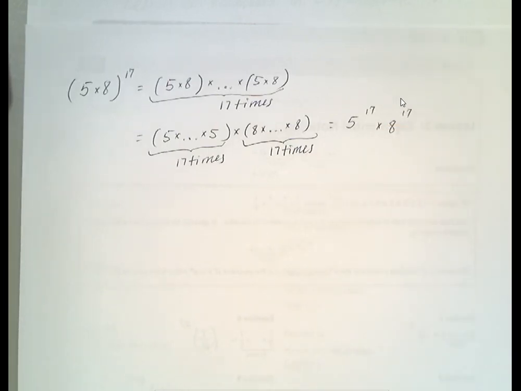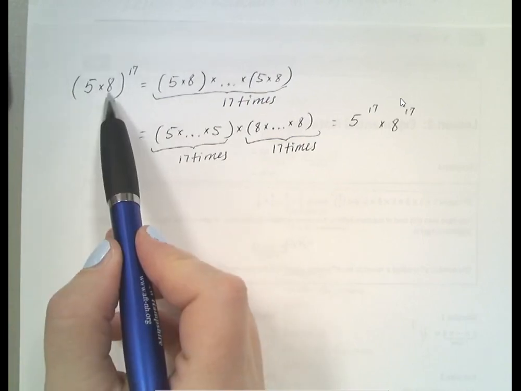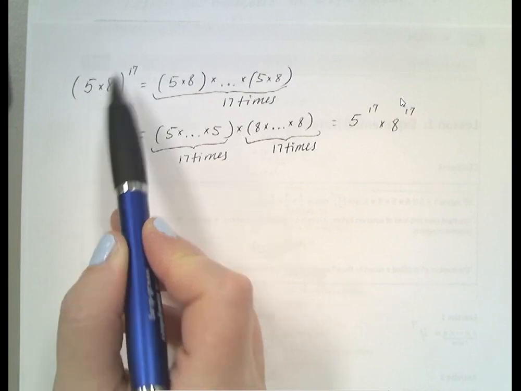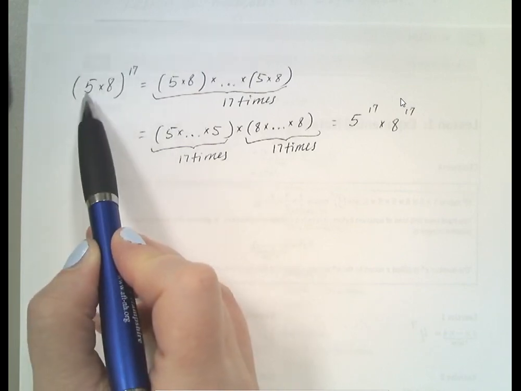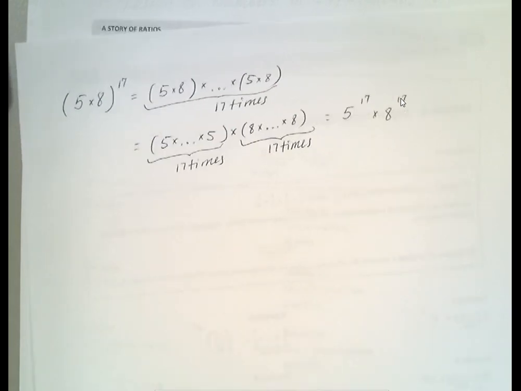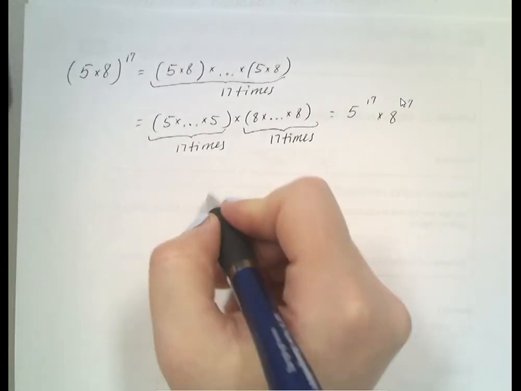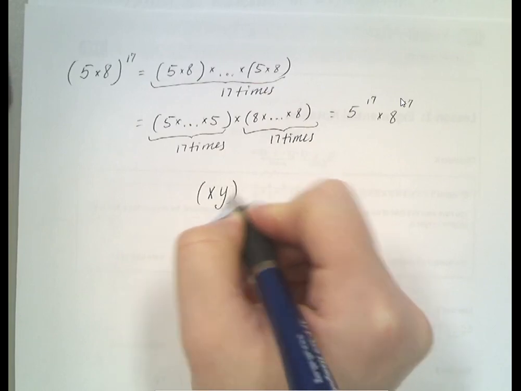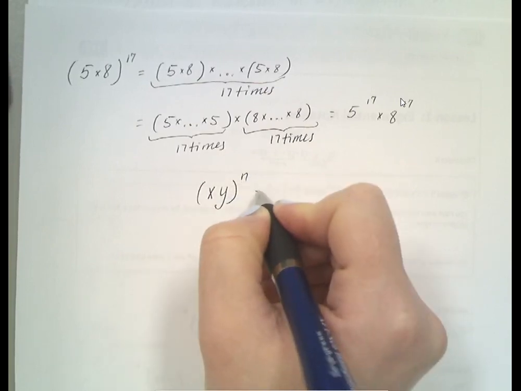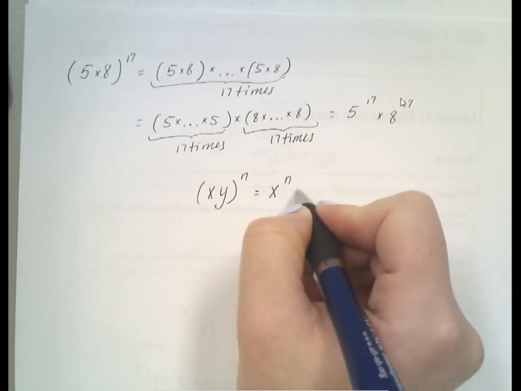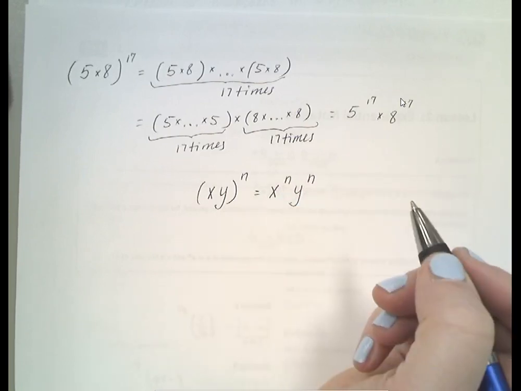Okay, so when I have numbers that have different bases and they're multiplied by each other and raised to a power, that means every number is going to be raised to that same power. So to get the rule out of this, any number multiplied by a different number raised to the same power means that every number inside of that multiplication problem is going to be raised to the same power.